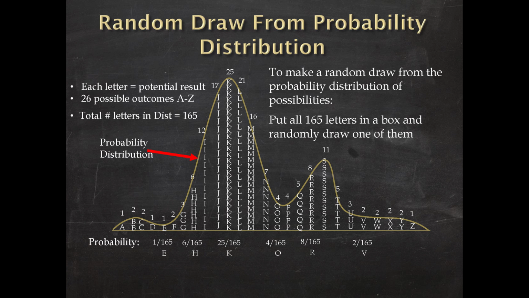If we look at all the letters here, A is 1, B is 2, there's 2 C's, there's 1 D, 1 E. The numbers up here are the number that's in the stack. This is probability now, so it's more probable as you go up here. There's 25 chances that you get a K. If we add all those numbers up, we'll get 165. That's how many letters we have in this distribution. But there's only 26 different outcomes, and some outcomes are more likely than others.